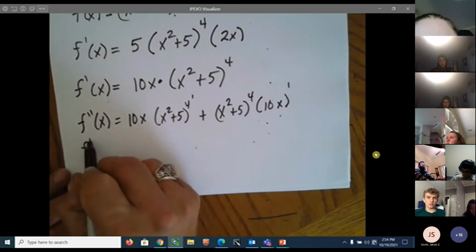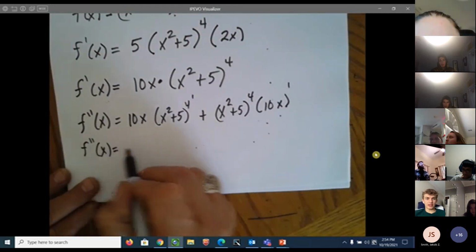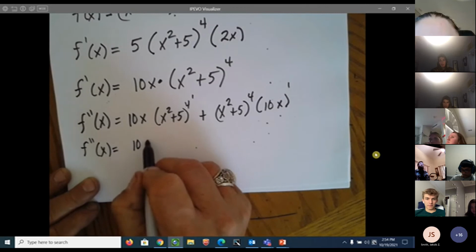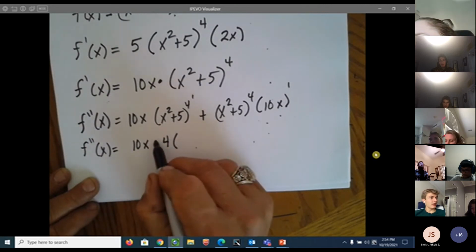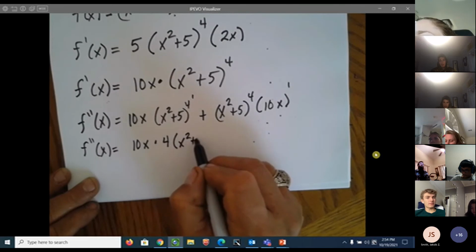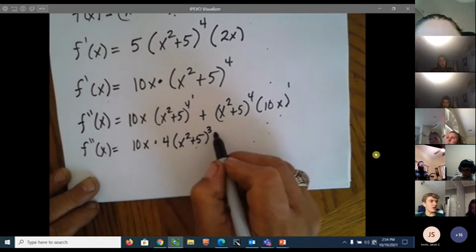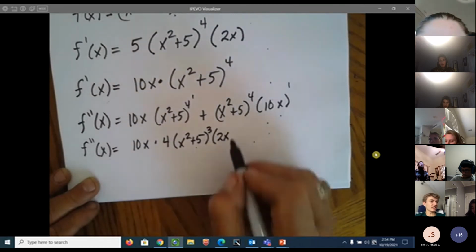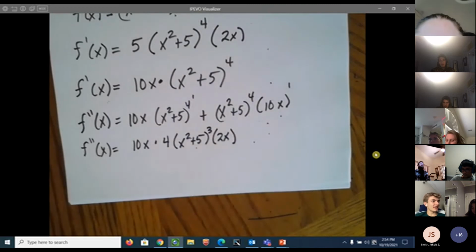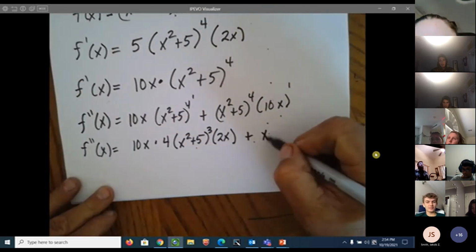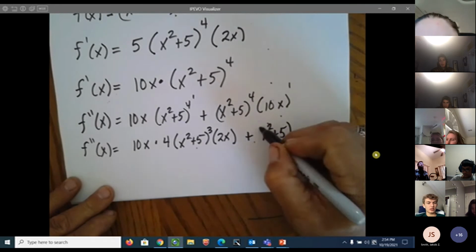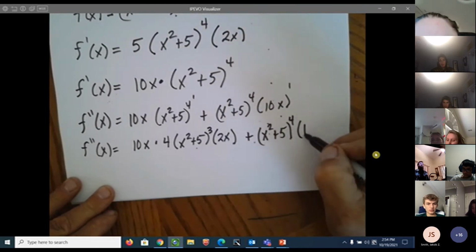F double prime of x is equal to 10x times 4 times (x squared plus 5) to the 3rd times 2x. That's what I got before. Plus (x squared plus 5) to the 4th times 10.